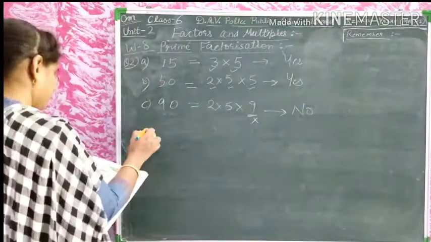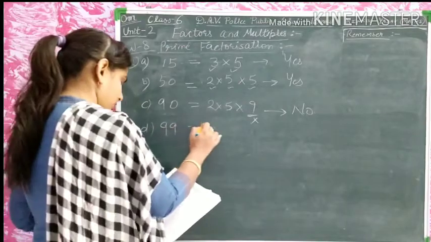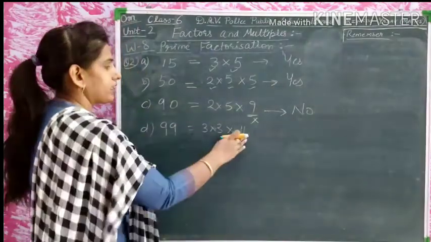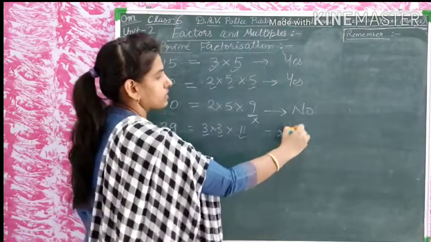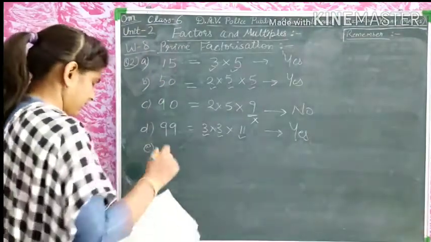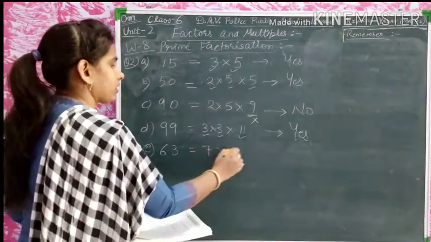Part D. The prime factorization of 99 is equal to 3 into 11. 3 3s are 9, 9 11s are 99. And this is prime, this is prime, this is prime. It means its prime factorization is possible.